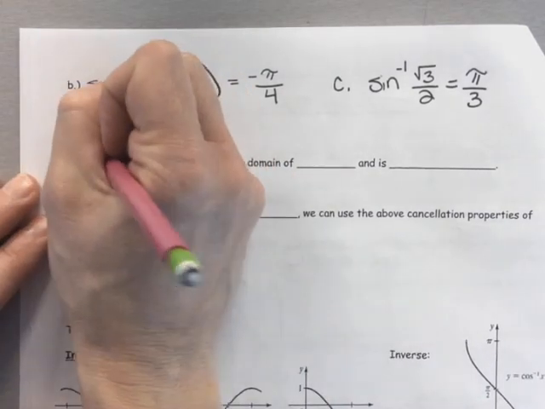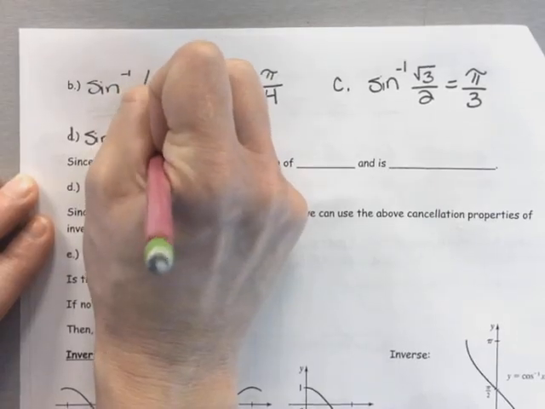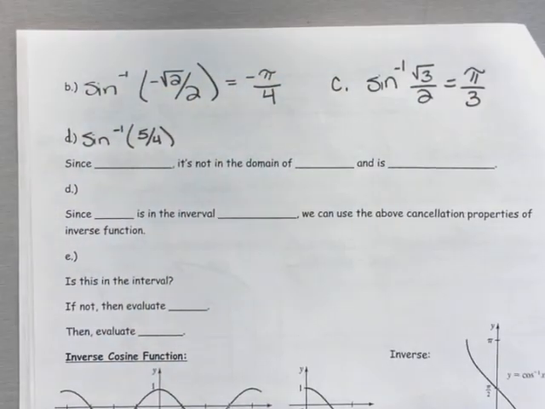Next one is a trick question, but I want you to tell me why. I want to find the inverse sine of 5 over 4. I'm telling you it's a trick question. Why is it a trick question? It doesn't exist. 5 over 4 is bigger than 1, yeah?